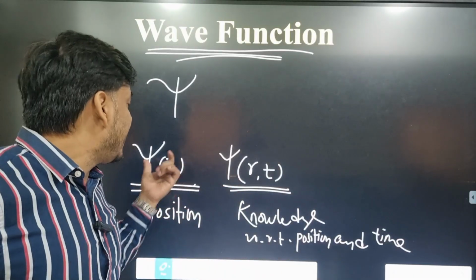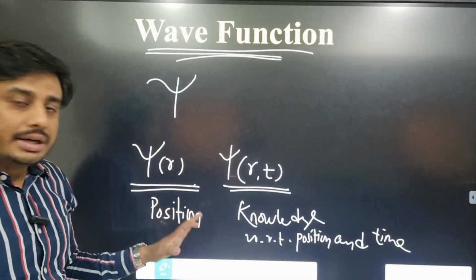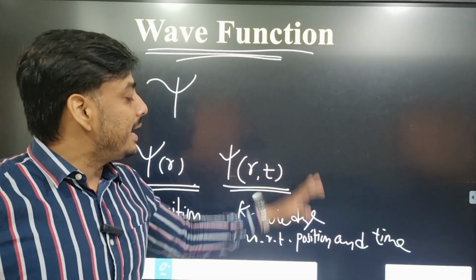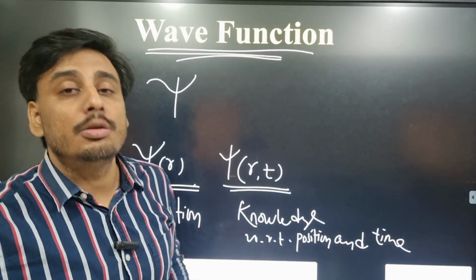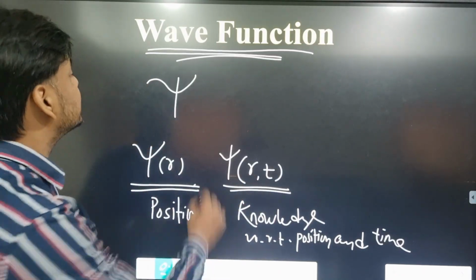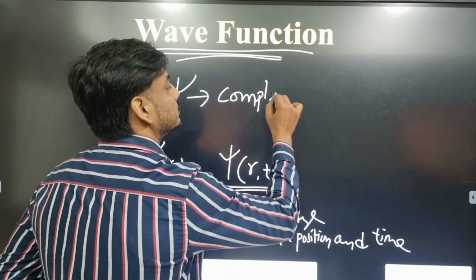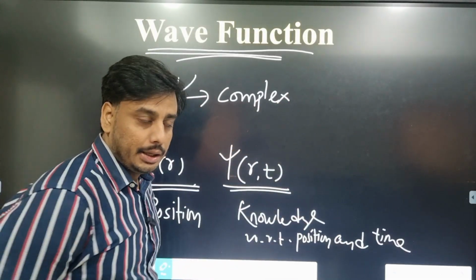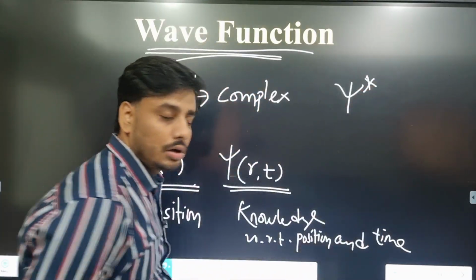Similarly, psi(r) defines only the coordinates or position of the particle. Psi(r,t) defines the complete knowledge of the particle. That means with respect to position and time we can identify it. And always remember, this is a complex number or complex function, a complex quantity. So the complex conjugate will be written as psi star.